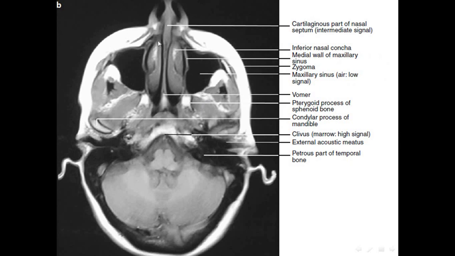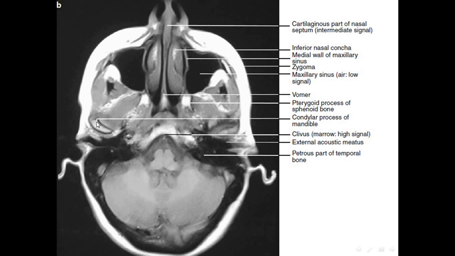This is more cephalad. Here we can see the cartilaginous part of the nasal septum, which forms the anterior portion of the nasal septum. This is the inferior nasal concha. The bright part is the marrow, and the dark part is the cortex of the bone. Same thing with the other bony structures. This is the petrous bone because it's very dense, so it seems very dark.